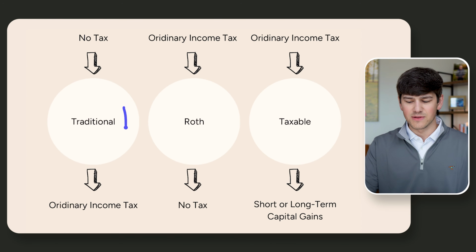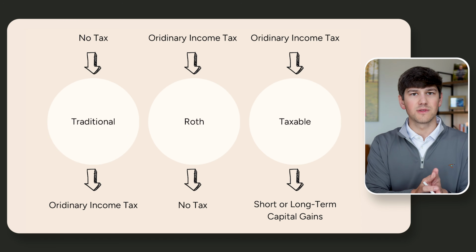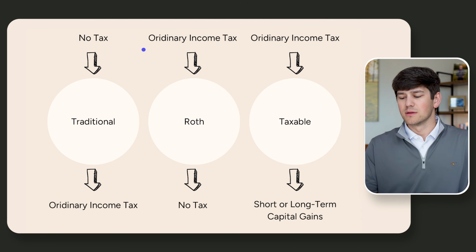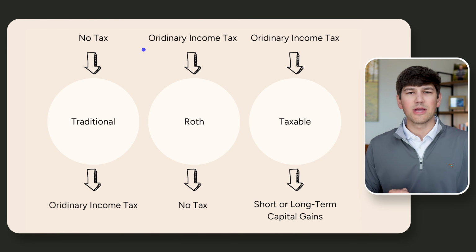Anytime you take money out of this, it's going to be normal income. So you'd want those two things to be together in the same account because there's no advantage or disadvantage of doing that.